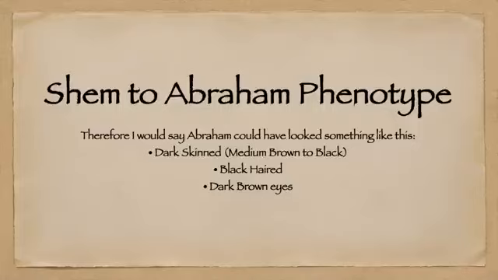To summarize, dark-skinned, medium brown to black, black hair, dark brown eyes. Simple as that. That's how I think Abraham would have looked, as well as Isaac and Jacob and the 12 sons. Abraham, Isaac, and Jacob and the 12 sons would have looked dark-skinned, either medium brown to black, black hair, perhaps curly or wavy, and dark brown eyes. And this is the image I would say Abraham would have looked. I think biblical Abraham will have looked something like this man right here. This is my best example, I would say, for Abraham.